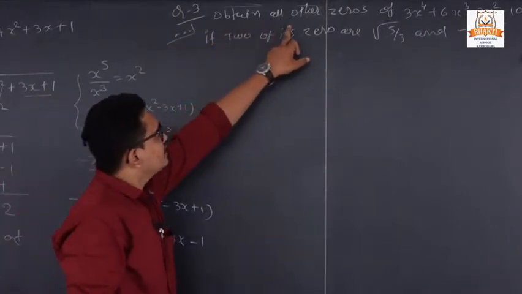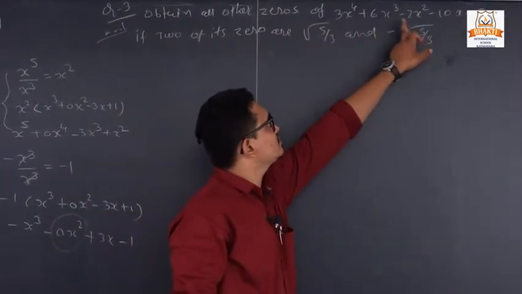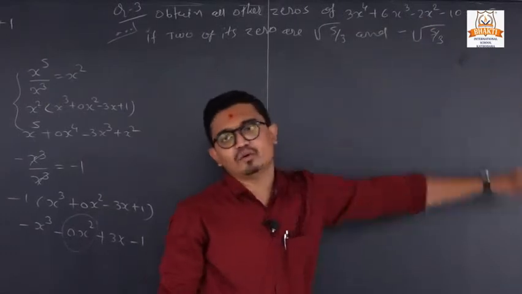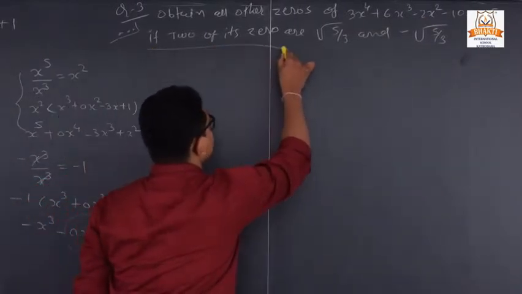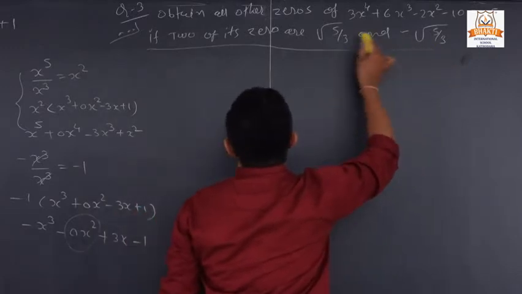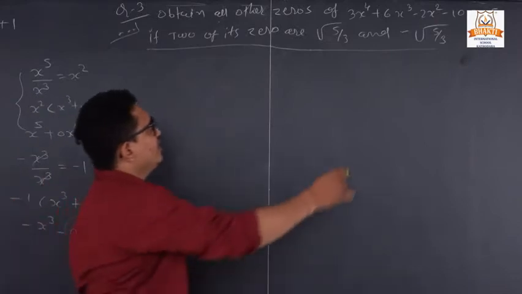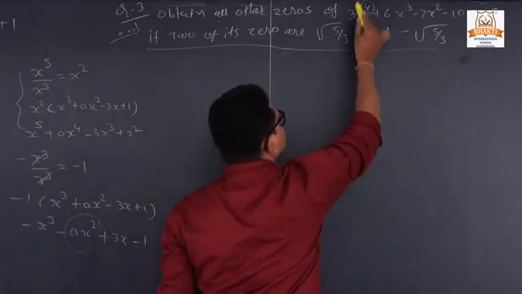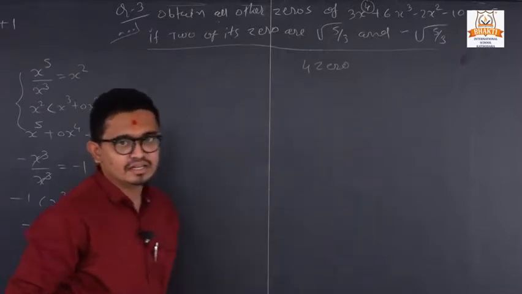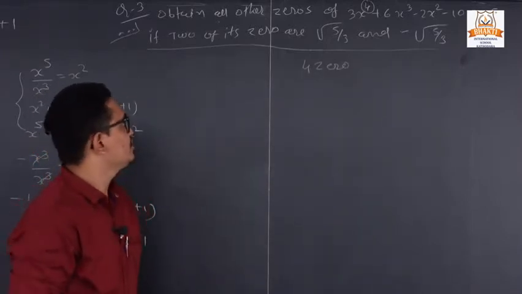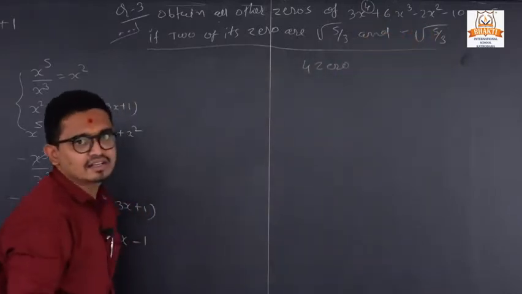So obtain all other zeros of 3x⁴ − 6x³ − 2x² + 10x − 5. This is the polynomial given, and they are saying if two of its zeros are given, then find all the remaining zeros. Here you can see the polynomial has a power of 4, so it means it has four zeros, and two zeros are given.